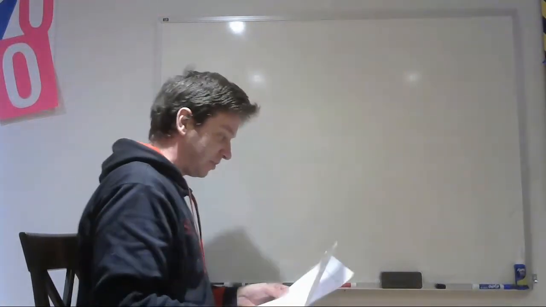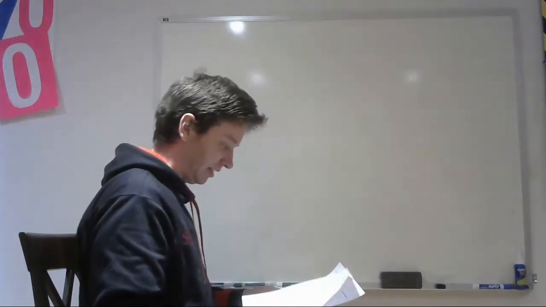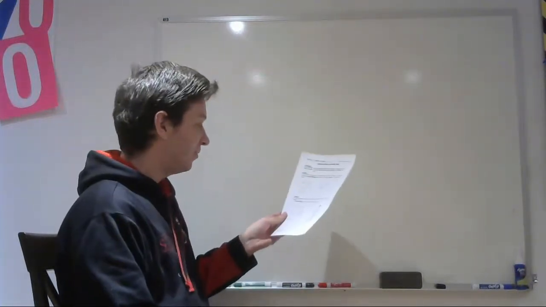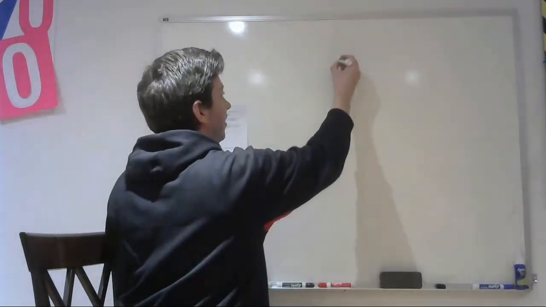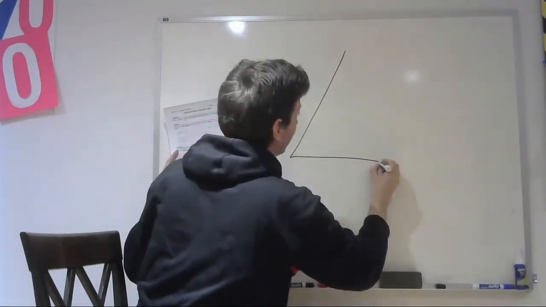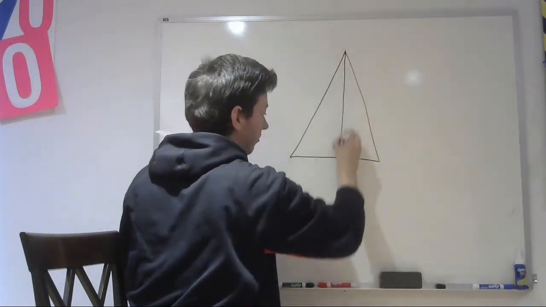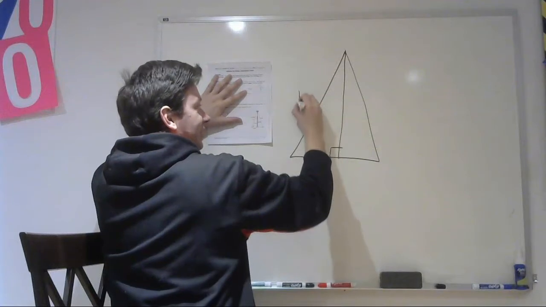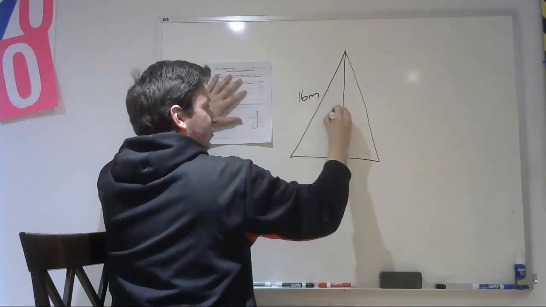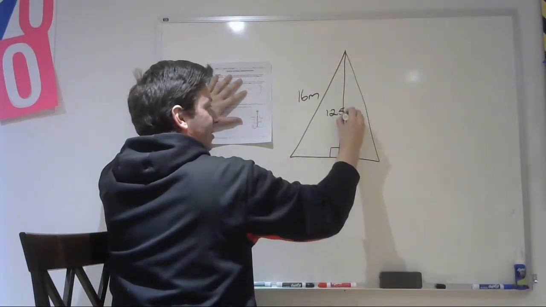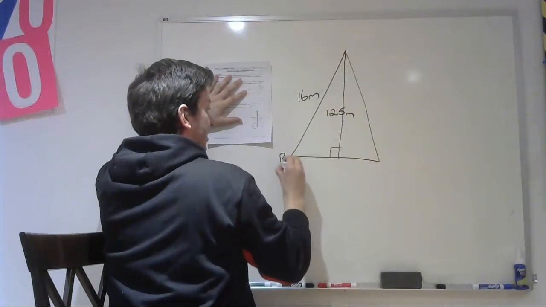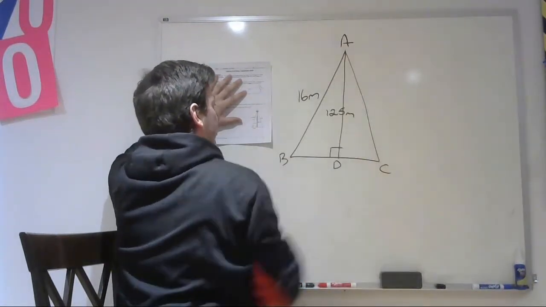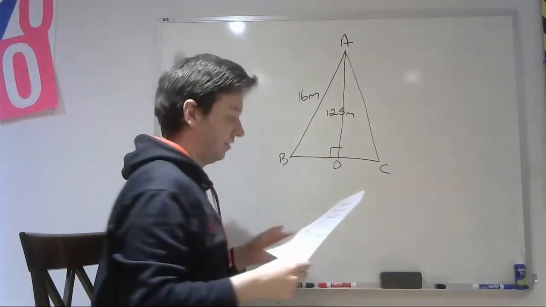All right, example number 2. This has 2 parts, and then that'll be it for this lesson. Here we have a communication antenna. So let me draw this. I'm just going to draw the triangle. It's a terrible drawing, but you get the idea. This is 16 meters. The height is 12.5 meters. This is B, D, C, and A. Okay, that's good enough.